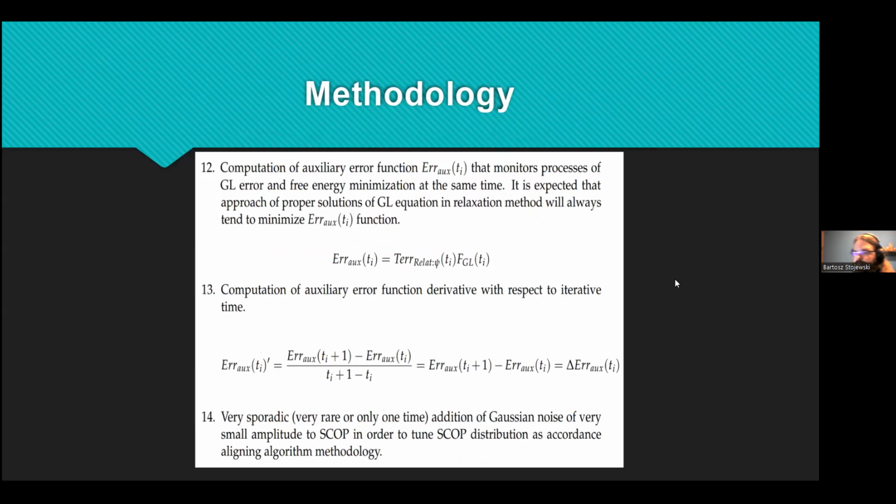Next, we implement an auxiliary error function R_AUX that monitors processes of GL error and free energy minimization at the same time. It is expressed in the equation here. Then we compute this function's derivative with respect to iterative time. And lastly, very sporadically, or very rarely, or only one time, we add some Gaussian noise of very small amplitude to psi in order to tune the psi distribution in accordance with the relaxation algorithm methodology.